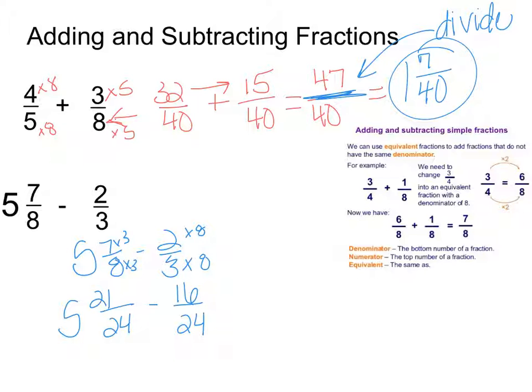Now that I have a common denominator, I can subtract. 21 minus 16 is 5. Keep the denominator.